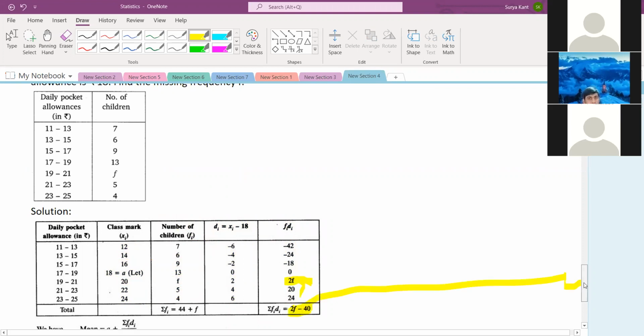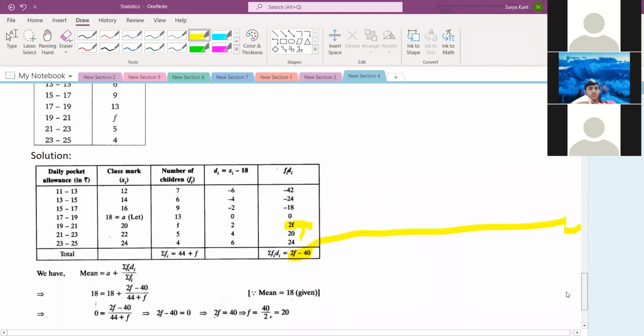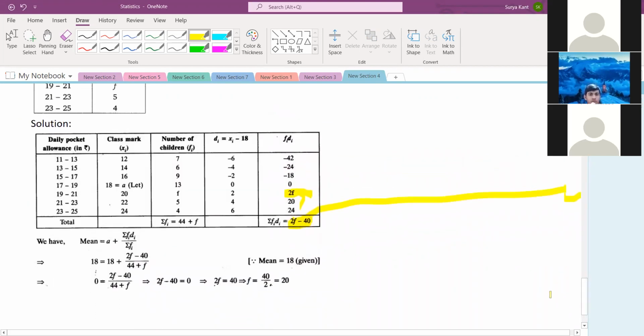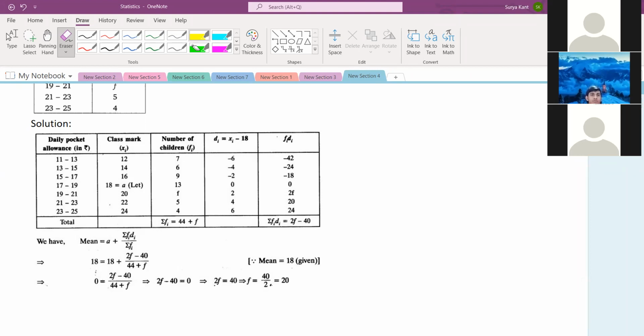Now what is the formula to find this? Just see this formula now. This is the formula for the assumed mean method: mean = a plus summation fi di divided by summation fi. Is it clear or not? Is there a doubt anywhere? Any doubt, Samarth? No, sir. Okay.